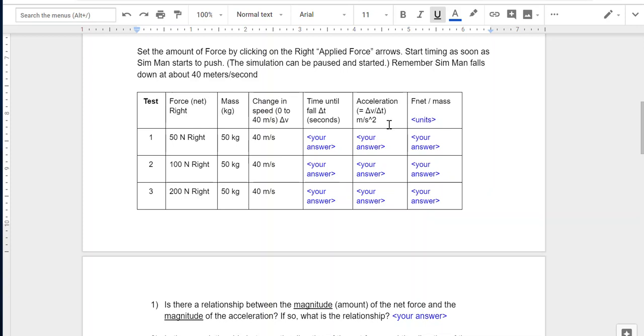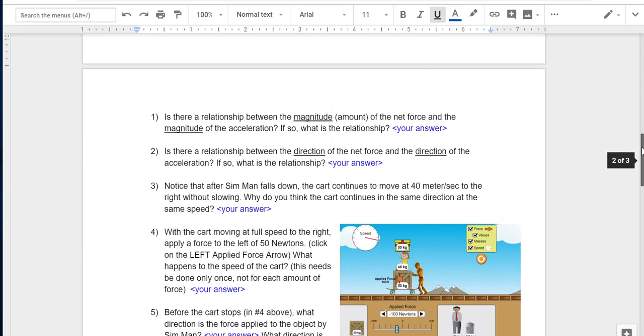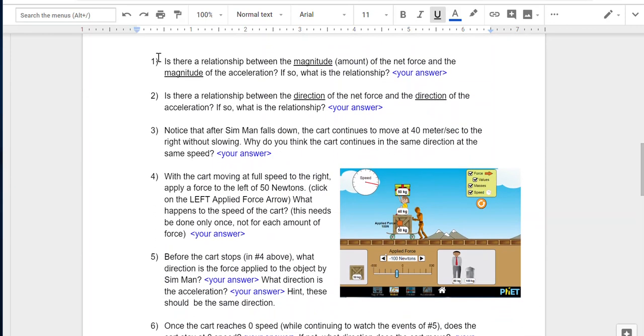Calculate the acceleration. We know that acceleration is our change in velocity over our change in time. The change in time is recorded in the column here. And then just as a matter of fun, go ahead and calculate your net force, which is listed here, divided by the mass of the box. Figure out what your units are and do that calculation. Please answer the questions that follow down here, and do the activities as listed there.